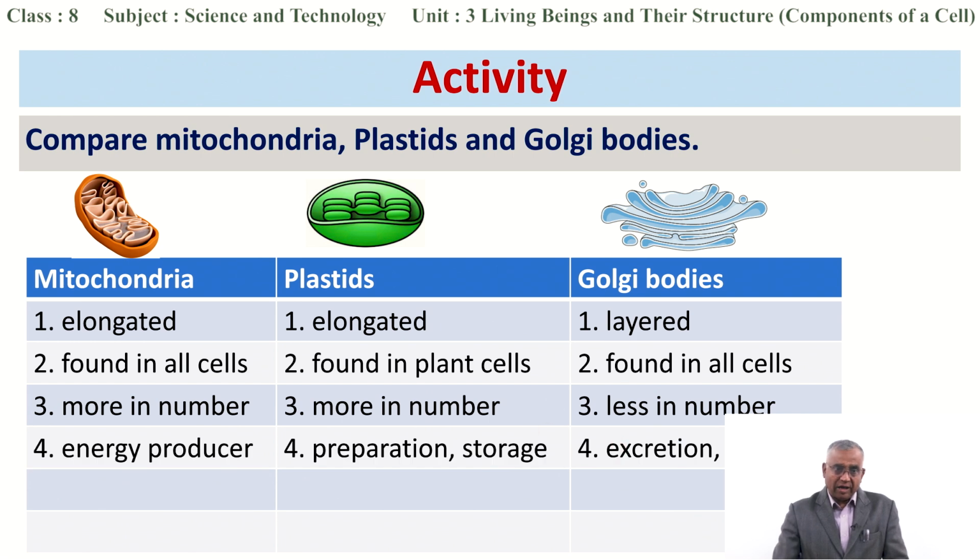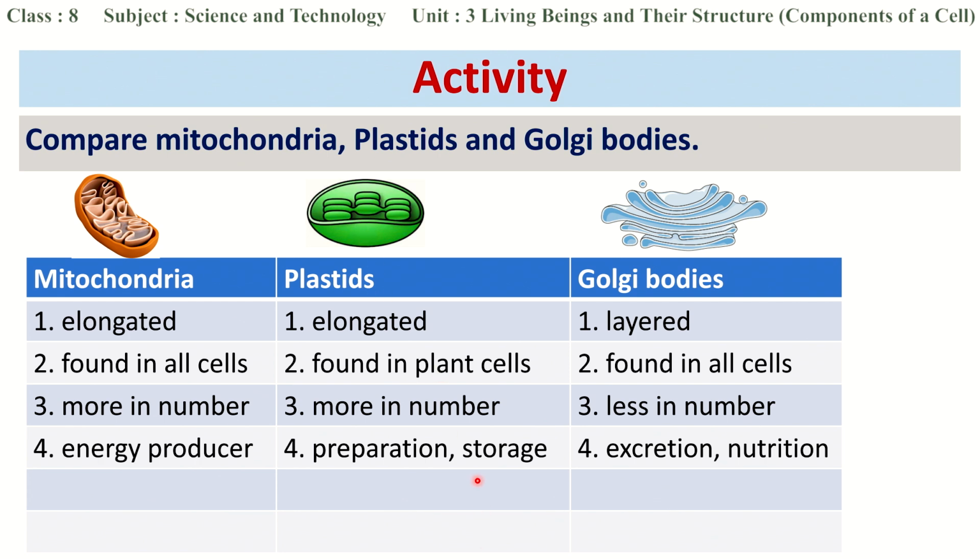Okay, mitochondria is the energy producer. It produces energy. What does plastid do? It helps in preparation and storage of food. Only chloroplast is given here, that shows the plastid. So plastids are concerned with what? Preparation and storage of food. And here it is related with what? Excretion, nutrition, secretion, transportation also you can write. Yes, packaging. So all the works you can write here.